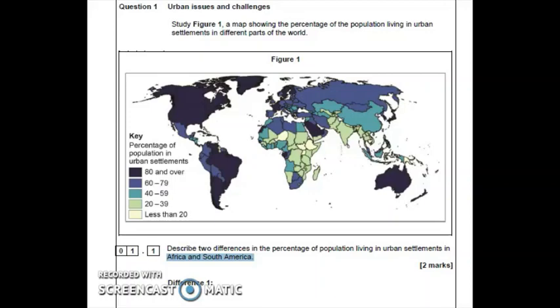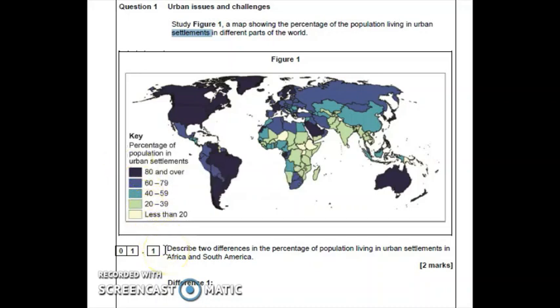Figure 1, a map showing the percentage of the population living in urban settlements in different parts of the world. Urban settlements, this is basically where lots of people live, such as towns and cities. Now, you've got a figure, which is not uncommon for the first question in each topic. This one is a map of the world, and you've got a key down the side represented by slightly different colours for the different percentages of the population in these urban settlements.